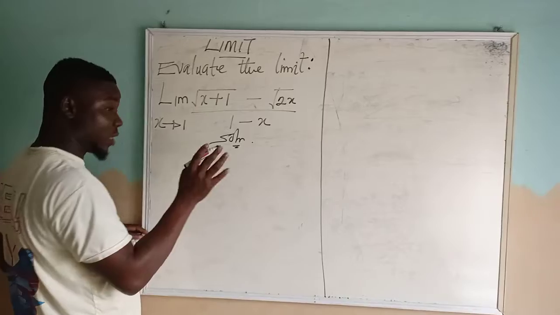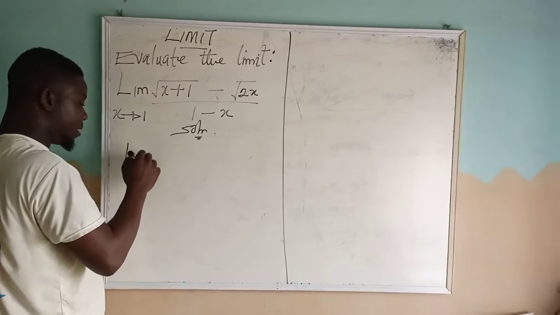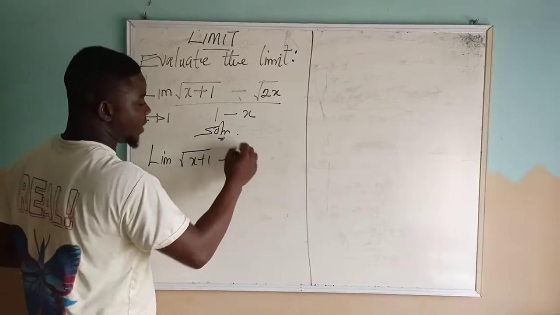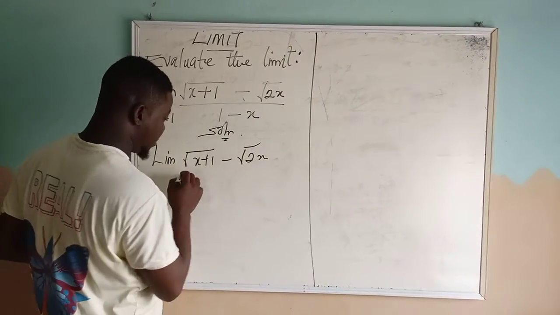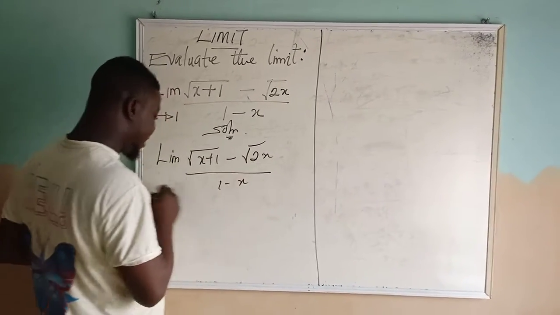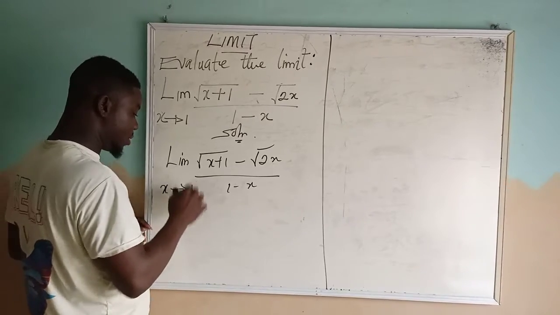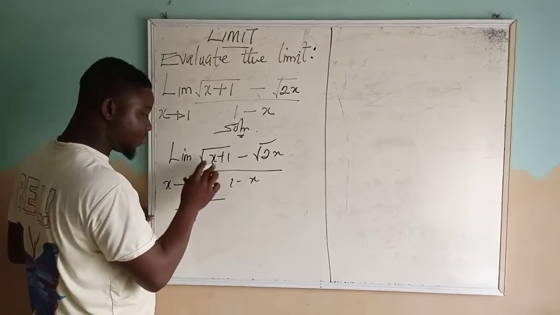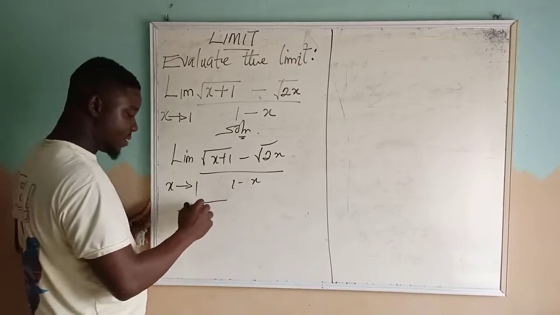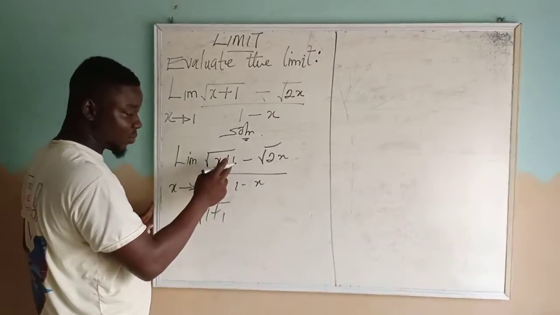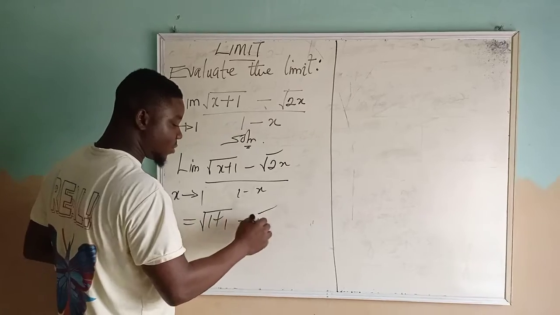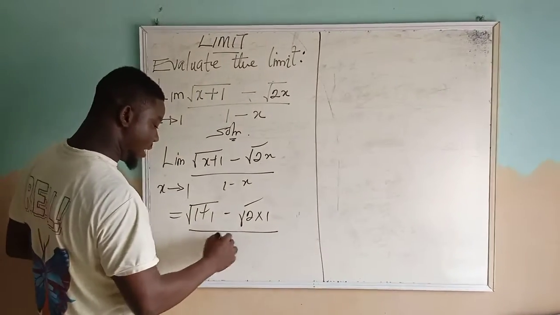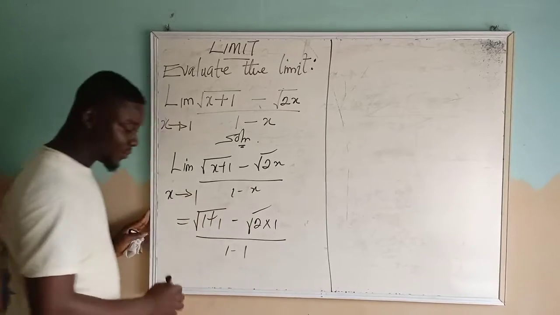So substituting, okay, we're given limit of the square root of x plus 1 minus square root of 2x divided by 1 minus x as x approaches 1. Substituting directly, this gives you square root of, substitute 1 for x. So you have 1 plus 1 minus the square root of 2 multiplied by 1 divided by 1 minus 1.